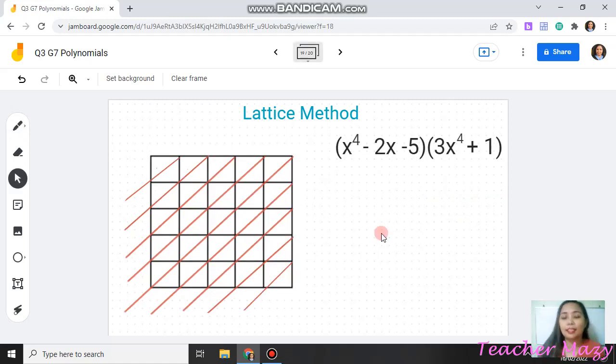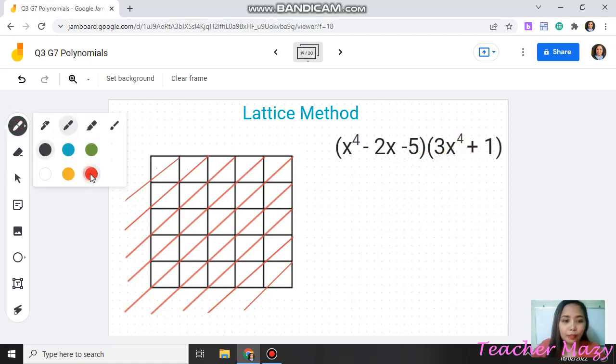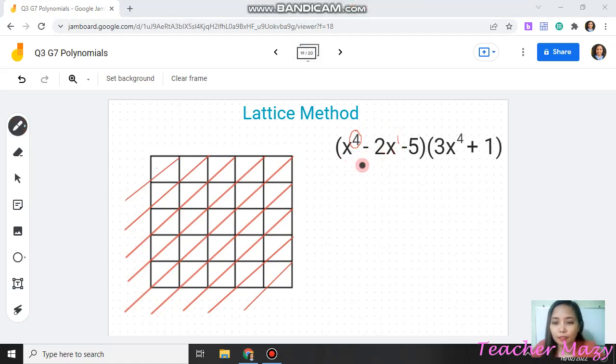Now, for this next given we have x raised to 4 minus 2x minus 5 multiplied by 3x raised to 4 plus 1. So, if you notice, the highest degree is 4 here, and then the next is 1 as the exponent. So, we need to write this factor properly by writing the missing term.